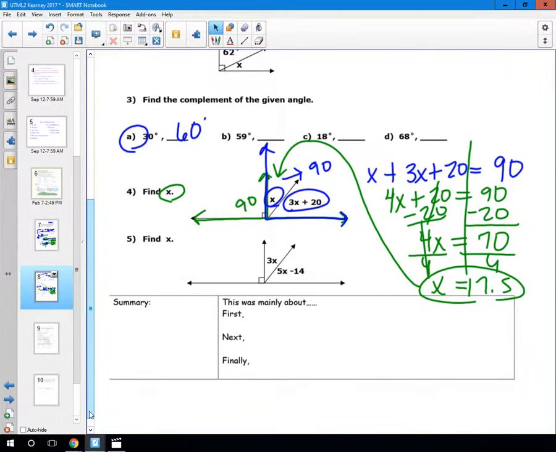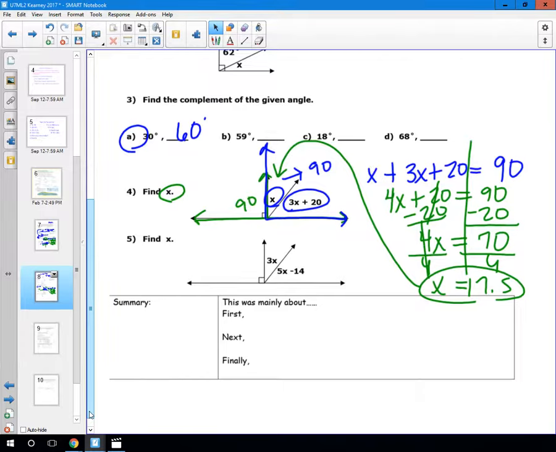Okay, so when you're working through these problems, what I want to see is you look at the picture and decide, what do I want to know? And how can I set up an equation to help me solve for what I don't know? Okay, so look and see, do you see a straight line that would make it supplementary? Do you see a right angle that would make it complementary? Okay, so ask yourself those questions as you go back and work on the practice.